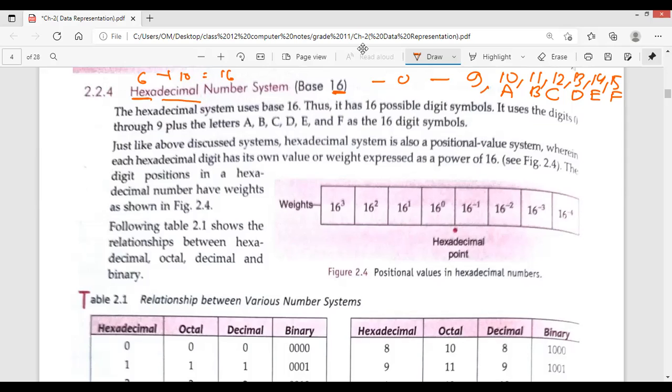Like in the previous number systems, when you move to the left-hand side, the positional value of the digits or symbols will increase by a factor of 16 because the base is 16 here. And when you move to the right-hand side, the value will get reduced by a factor of 16.